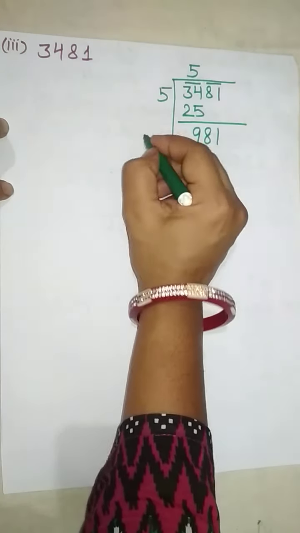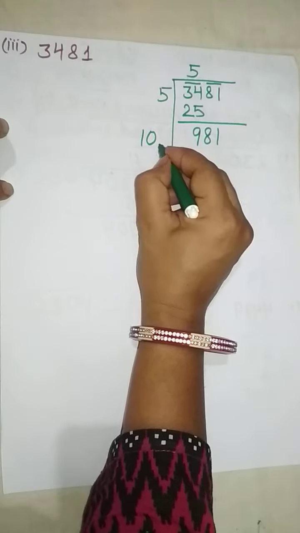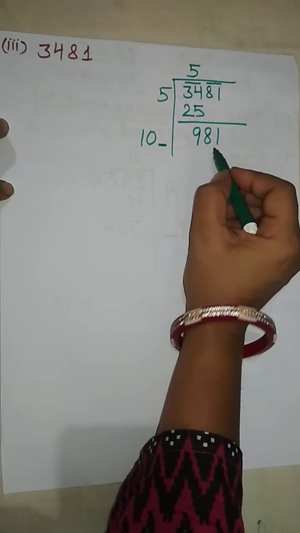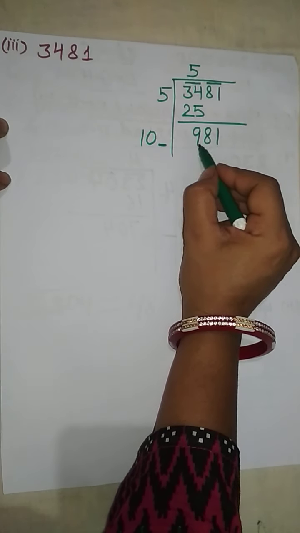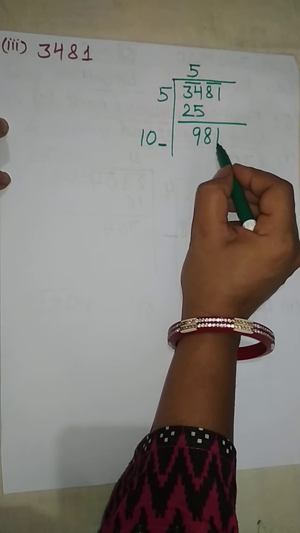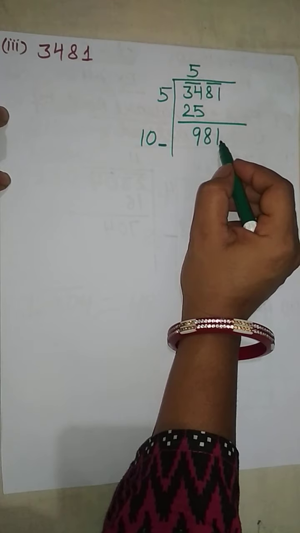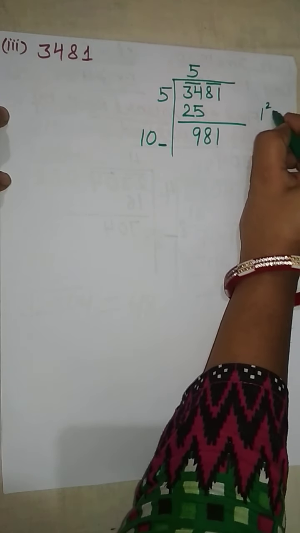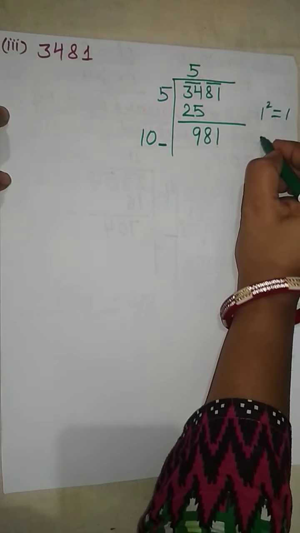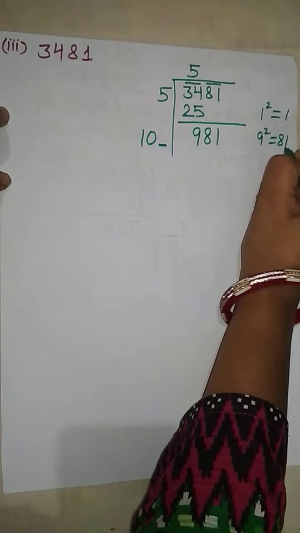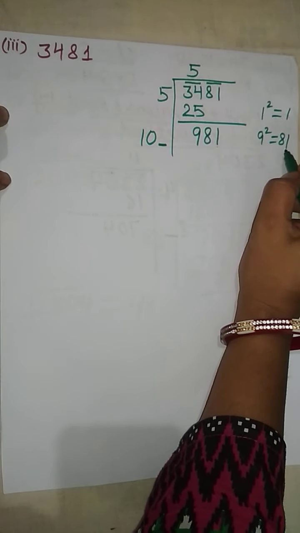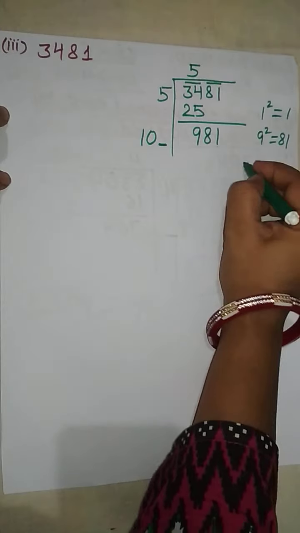5 plus 5 is 10. Now I have to find this digit. Now see the unit digit of 981. It is 1. So it means here I have two options whose unit digit will be 1. That is the square of 1 is 1 and the square of 9 is 81. Whose unit digit is 1. So I have two options.